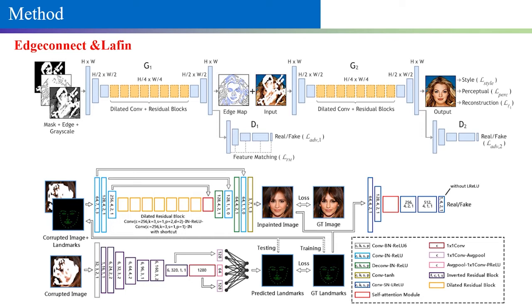LAFIN constructs a landmark prediction module on an incomplete face, which reflects the topology, pose, and expression of the target face. In order to repair the face, a repair subnet is designed, which uses the predicted landmark as a guide.